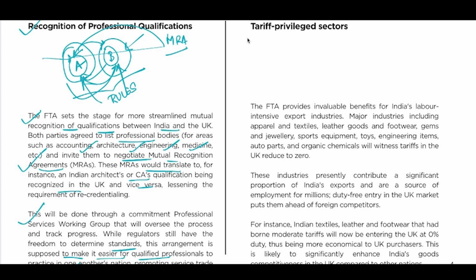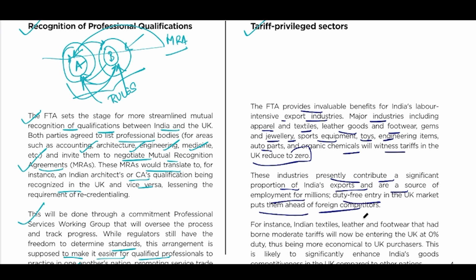Then the trade agreement has another key term: tariff privileged sectors. The FTA provides invaluable benefits for India's labor-intensive export industries. Major industries including apparel and textiles, leather goods and footwear, gems and jewelry, sports equipment, toys, engineering items, auto parts, and organic chemicals will witness tariffs in UK reduced to zero. These industries presently contribute a significant proportion of India's exports and are a source of employment for millions. Duty-free entry in UK market puts them ahead of foreign competitors.